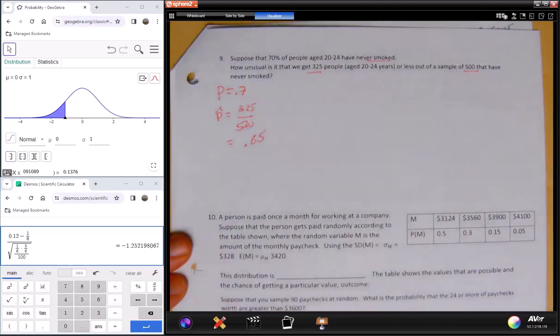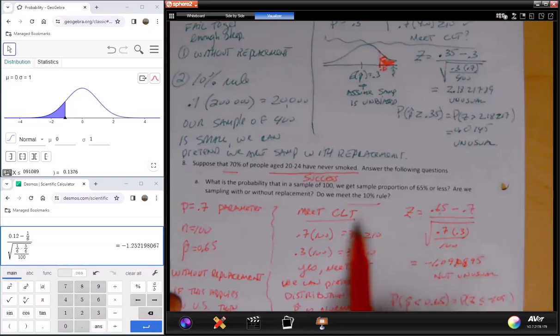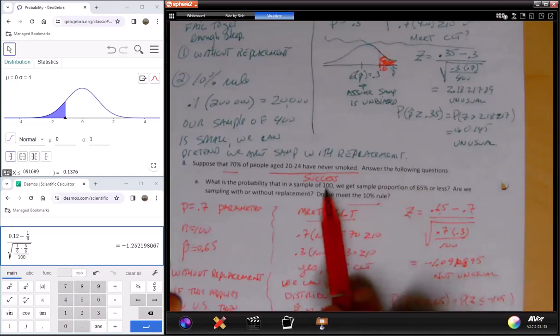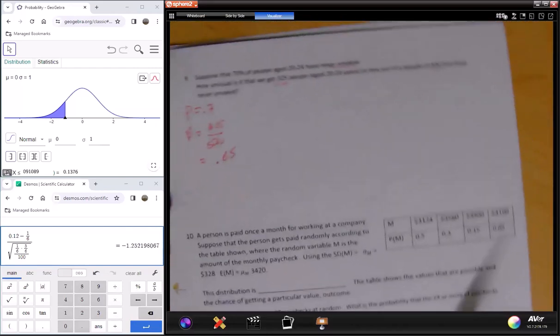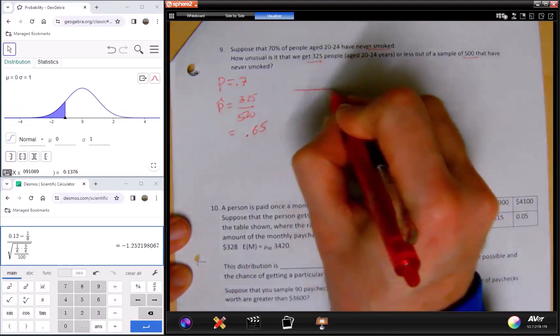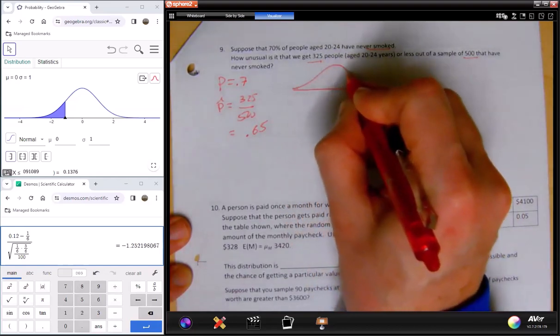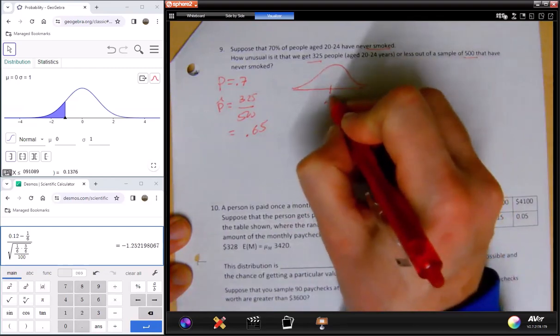0.65. So looking at a p-hat value of 0.65, wait a minute, that is the same as in the previous question. Here it was quoted as we're only sampling 100, 65% or less. Now we're sampling 500. We know that we meet the CLT, so let's not worry about that. After all, I've met it for 100, so now it's definitely going to meet it for 500.